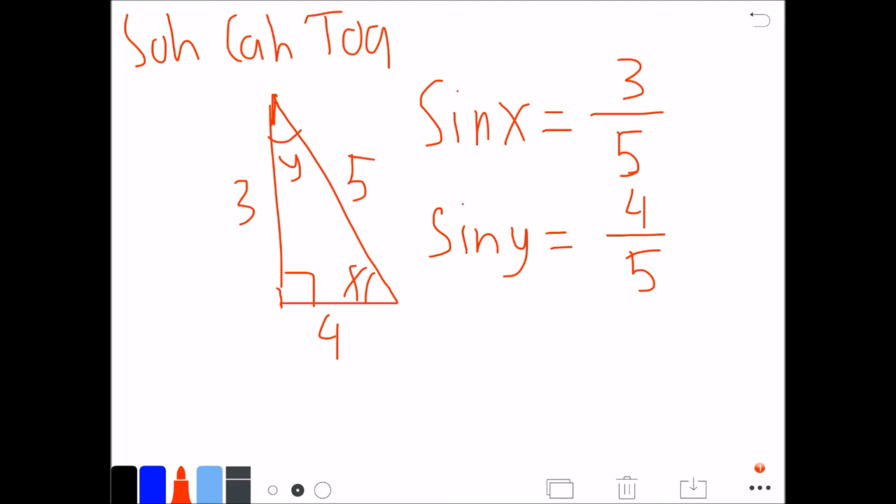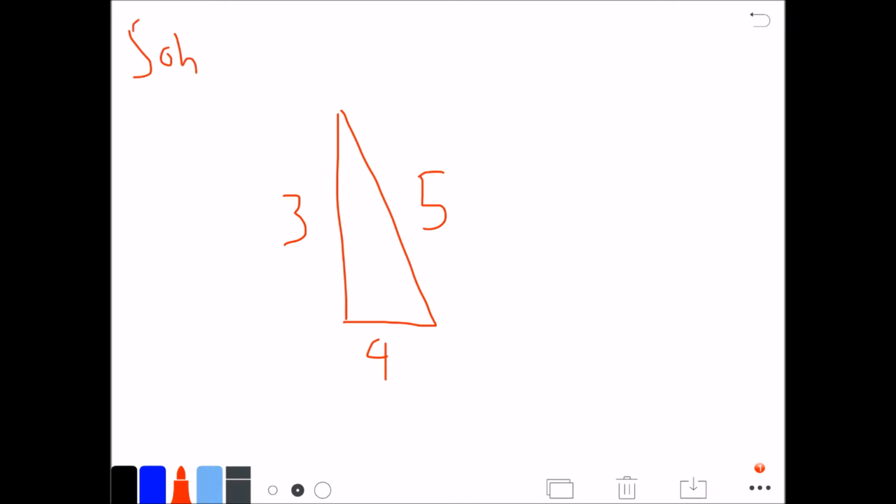So I hope that makes more sense. So let me erase this. And let's draw this triangle. And it will do the 3, 4, 5 again. And right, Soh Cah Toa again for reference. And what if I wanted to find, I'll make this angle x, cosine of angle x?